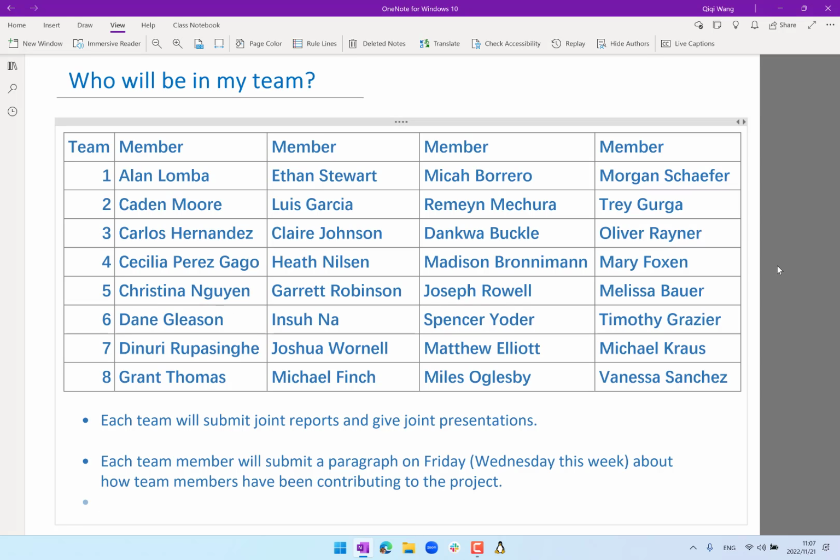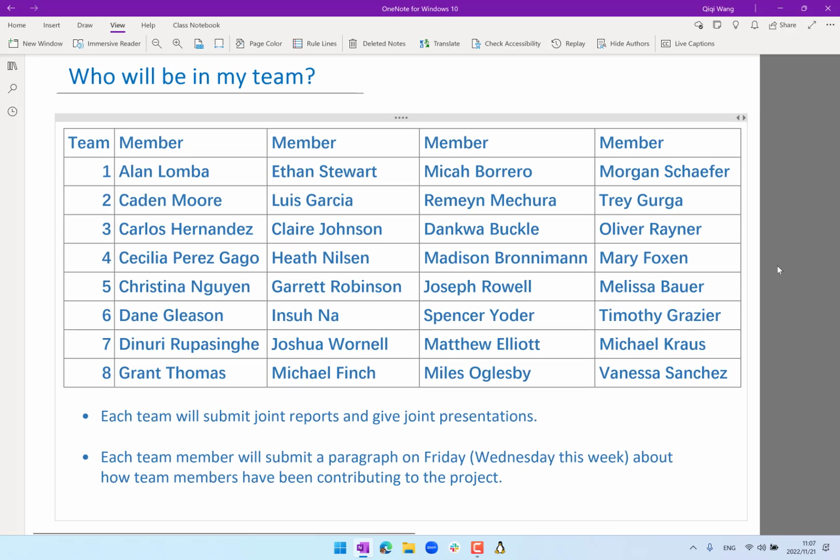And so we have 32 people in the class, and we are split into 8 teams. And each team is going to submit joint reports and give joint presentations. And just for me to spot any potential problems in the collaboration, please also each student individually would be required to submit just a very simple paragraph on Canvas on how each team member in your team is contributing to the project so far.